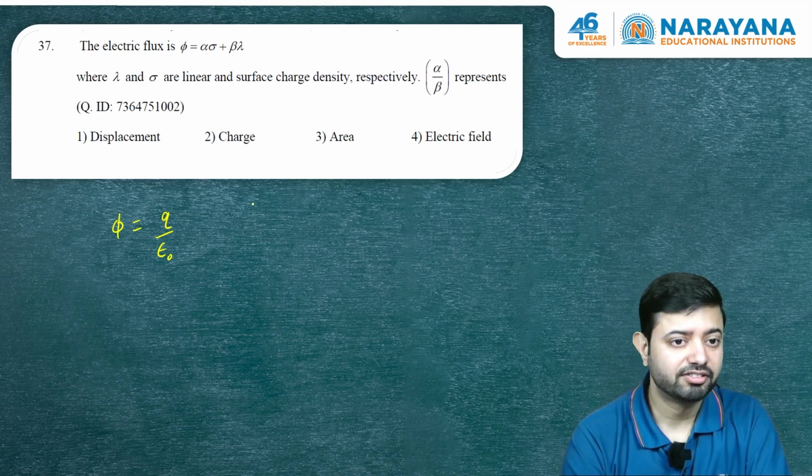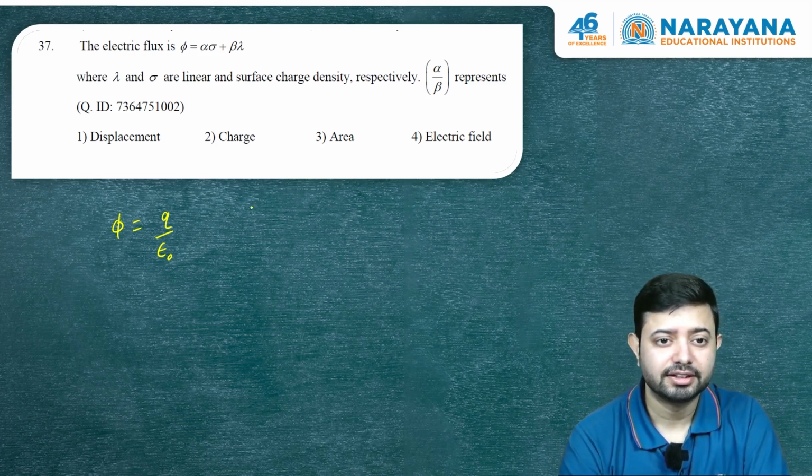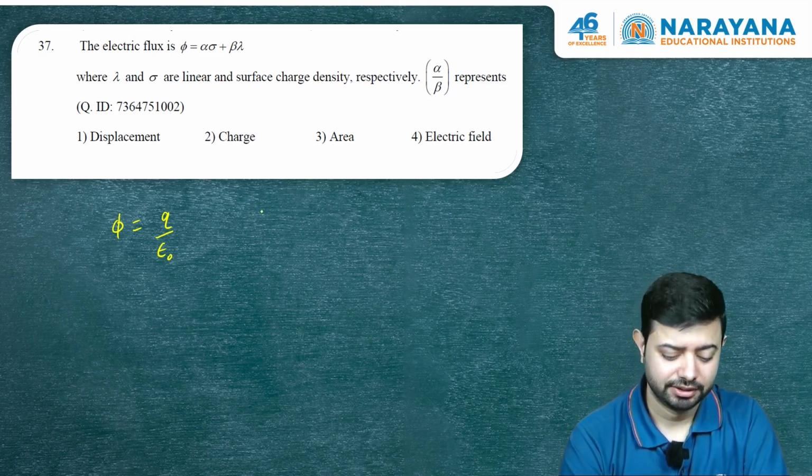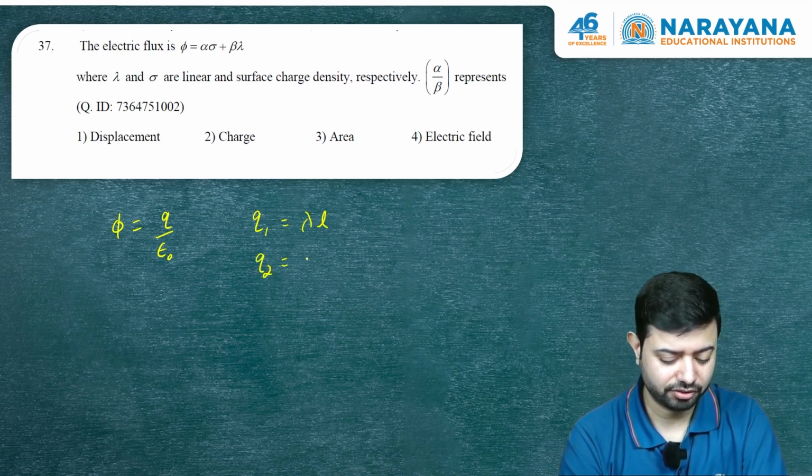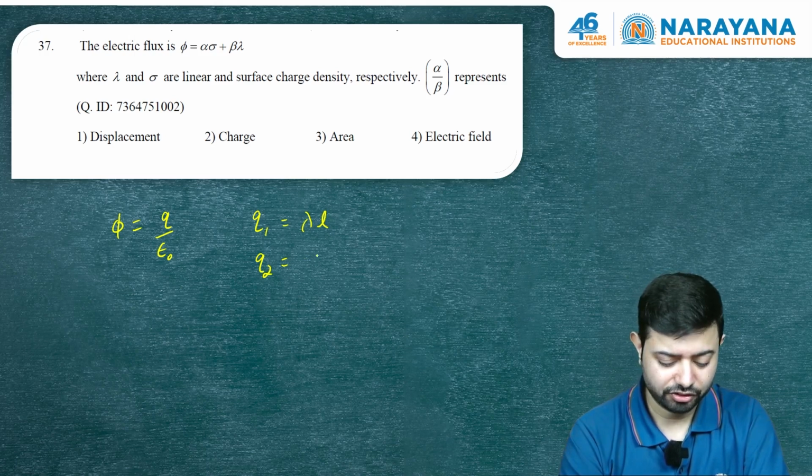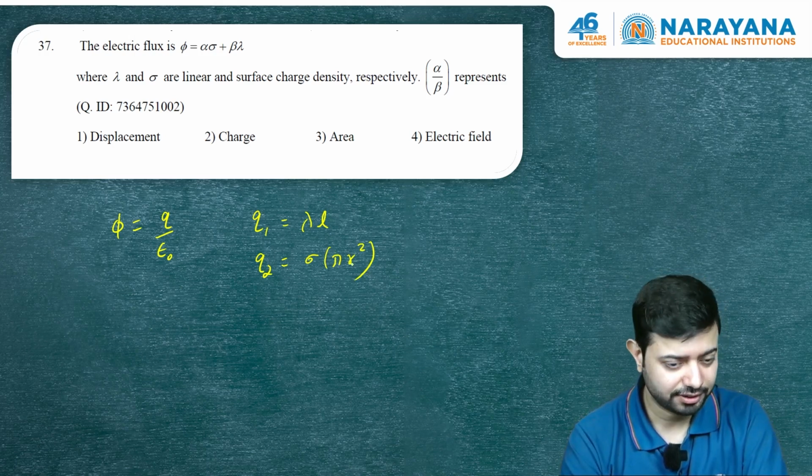What are lambda and sigma? They are the linear and surface charge density respectively. So, what should be the q in that case? In the case of lambda, it will be lambda into length. And in the case of the areal density, what should be my q? It should be sigma into some area. Area you can consider, let us say a disk, pi r square, right.